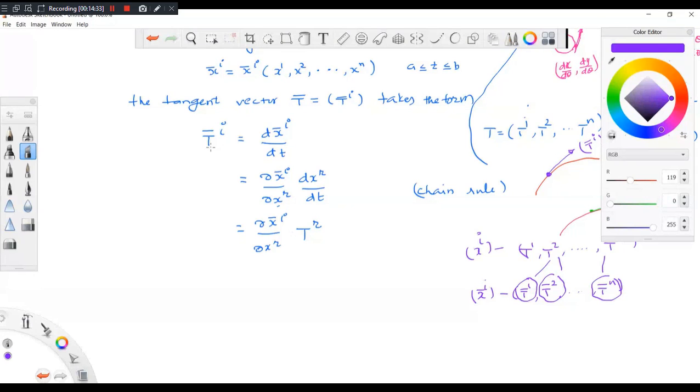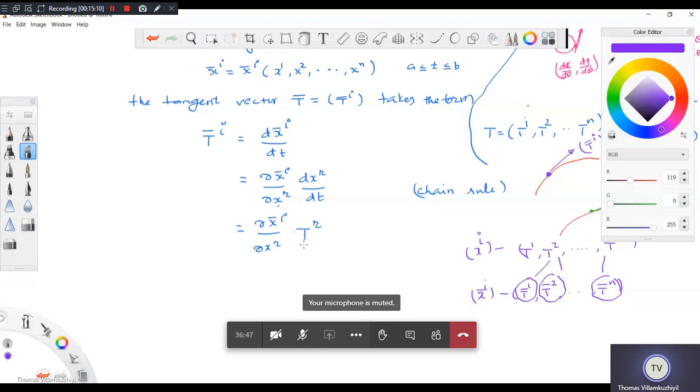They change according to this law: t bar i is equal to del x bar i by del x r times t r. This is the component of the tangent in the system x bar i, and this is the component in the system xi. You can see that both are not equal. They are different. In different systems, the components will be different. And if a vector transforms according to this law, it is called a contravariant tensor of rank 1. So it should follow this law.